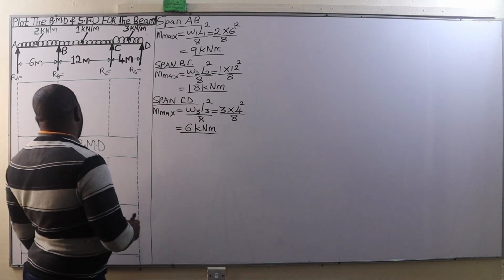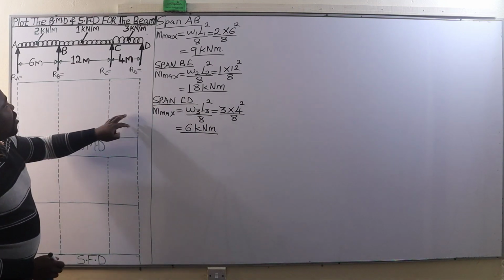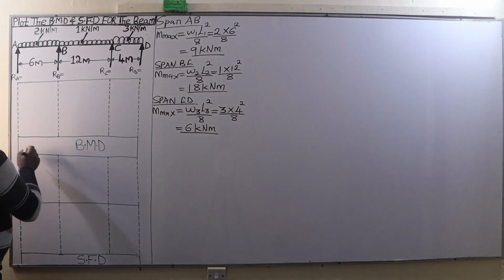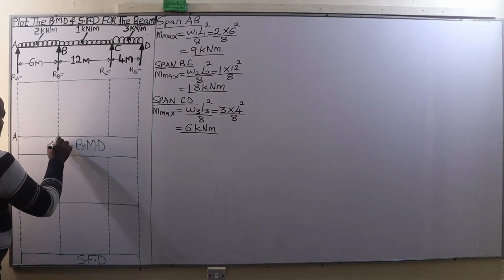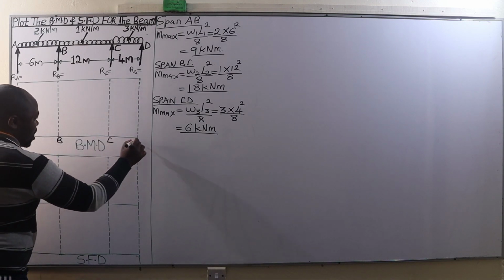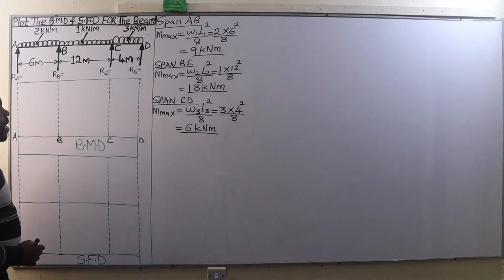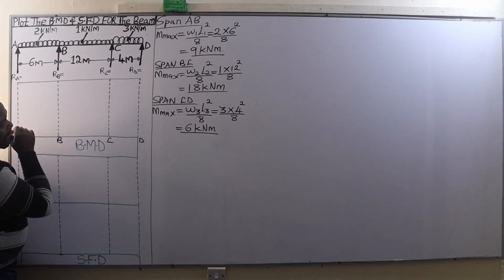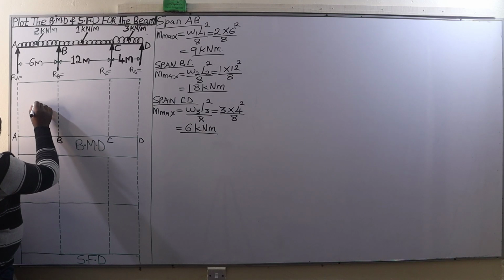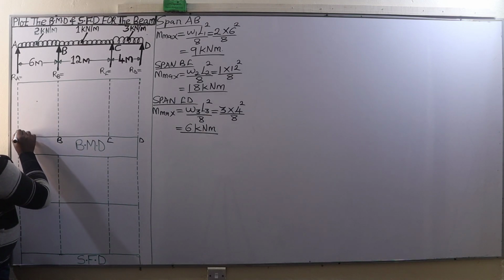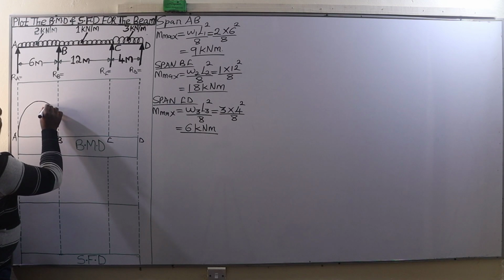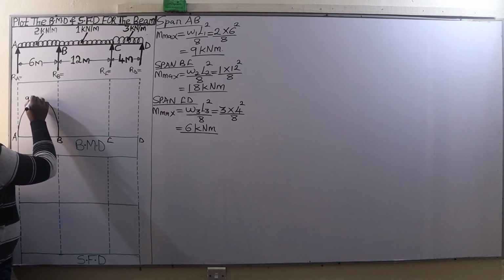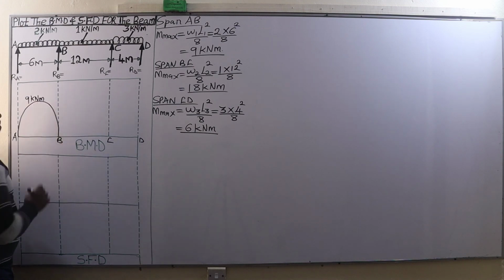Then we are going to plot the bending moment diagram due to this uniformly distributed loads, starting with the span A to B, then we have C, D. So for the span AB, we have 9 kilonewton meter, let me approximate it about that point, and that is going to be a smooth curve, because it is a UDL, so we have 9 kilonewton meter.